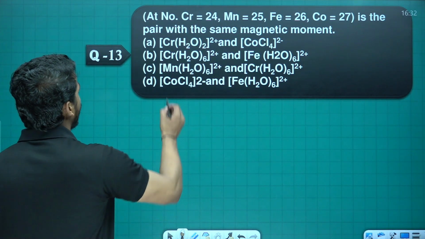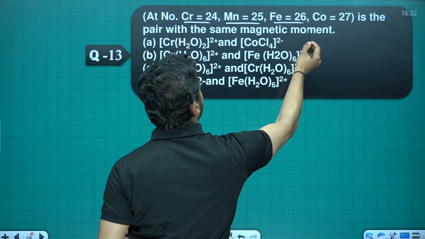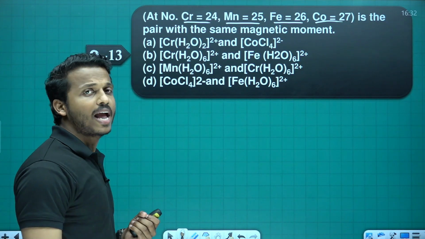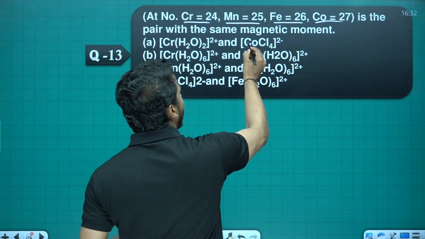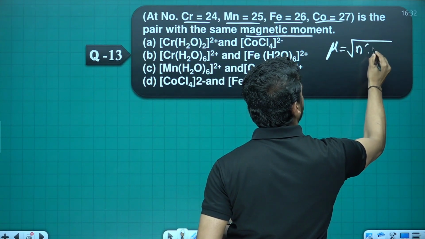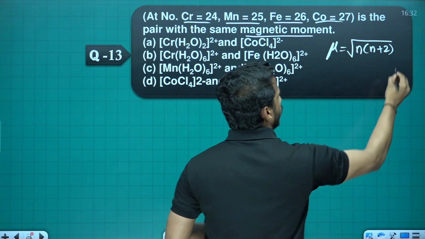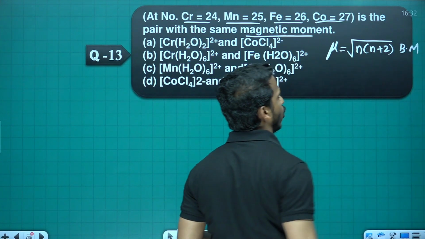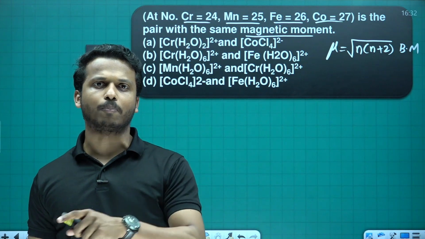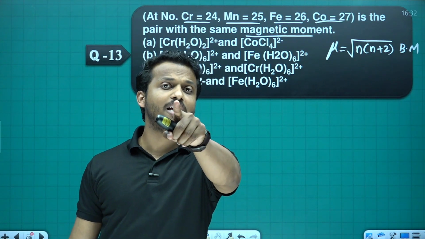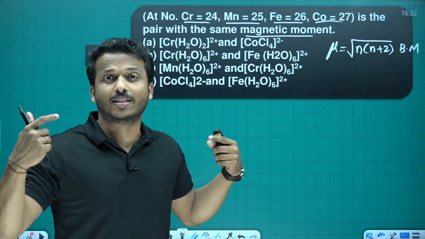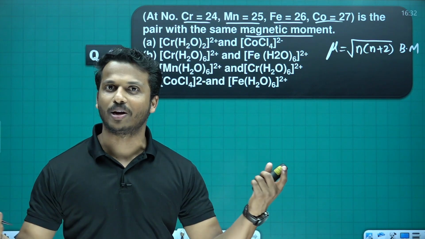Next one. Atomic numbers of chromium, manganese, iron, cobalt and all are given here. Which pair has the same magnetic moment? Magnetic moment is calculated by the equation root of n(n+2). The unit you know, Bohr magneton. Magnetic moment mu is equal to root of n(n+2). You know what is that n? n is the number of unpaired electrons. So where the number of unpaired electrons is the same, the magnetic moment is also the same.